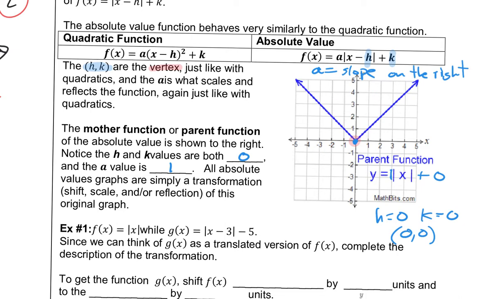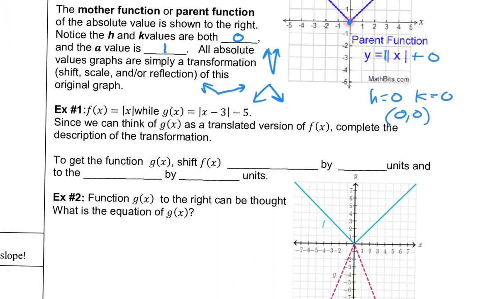The V might be a little bit narrower. It might look like that. It might be reflected. It might be a little bit wider. But they all will look like some type of V, either a right side up V or an upside down V, or a really wide V or a really skinny V, but some type of V. So let's do an example so we can better understand this.